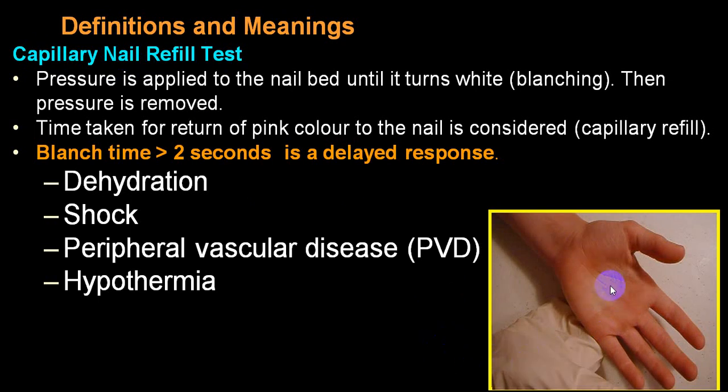Now this portion becomes pale and it will turn pink again within 2 seconds. If that blanching time to recover takes longer than 2 seconds, we call it delayed refilling time. And this will happen in severe dehydration, peripheral shock, severe peripheral vascular disorders, sometimes also in case of hypothermia, but classically in case of a peripheral shock and peripheral vascular disease.